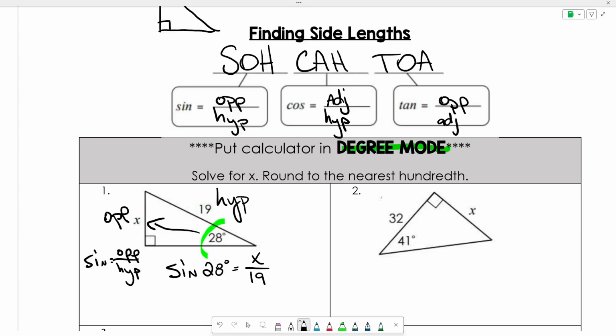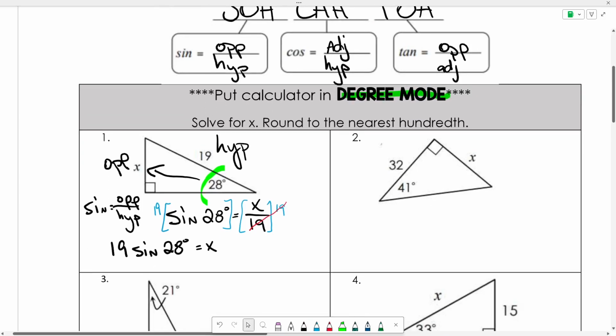Well, my goal is to get the x by itself, so I have to multiply both sides of my equation by 19, the left side by 19, the right side by 19. Well, on the right side, the 19s will divide out, making 1. On the left hand side, I now have 19 times the sine of 28 degrees will tell me what x equals. I need to know, what does x equal? Well, that's when I go back to my calculator.